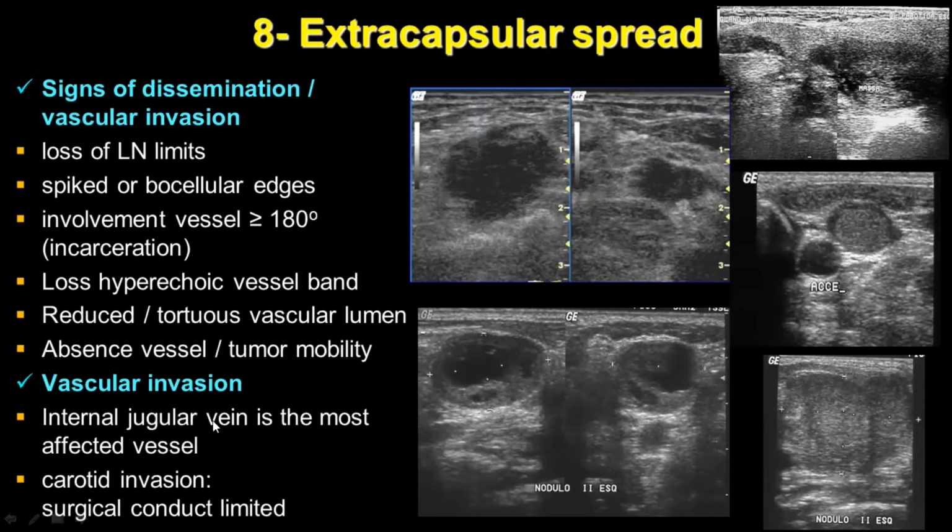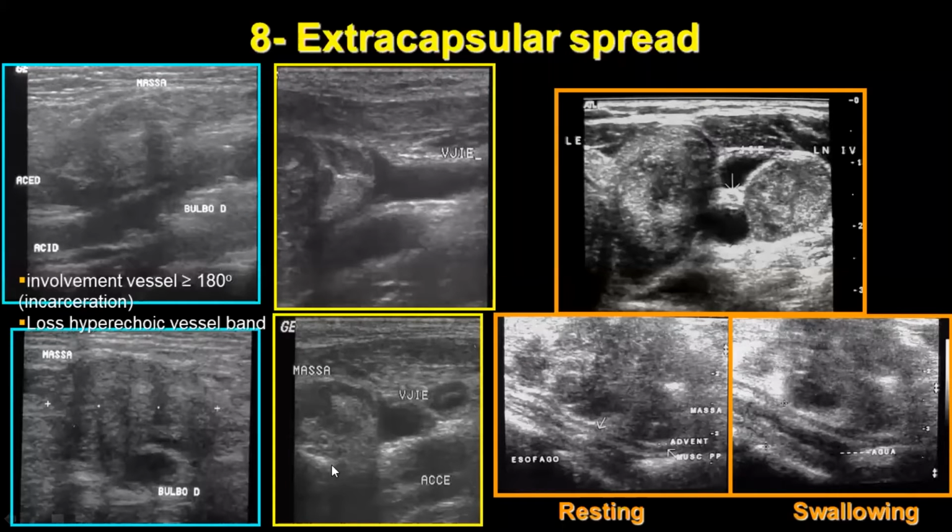Take in mind that the internal jugular vein is the most affected vessel, and when we have carotid invasion, it could be limiting for surgical conduct. Here an example of involving the jugular vein, making a stop in the vein, the long axis and the cross section here. And you can see the loss of the hyperechoic vessel band in this example as well. Here you can see the jugular vein and the carotid.